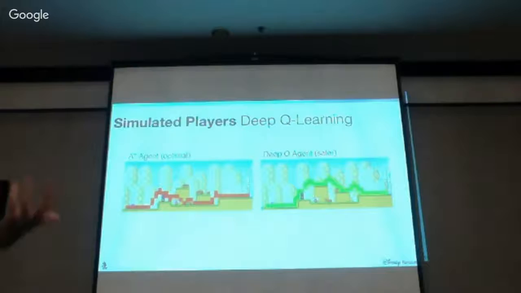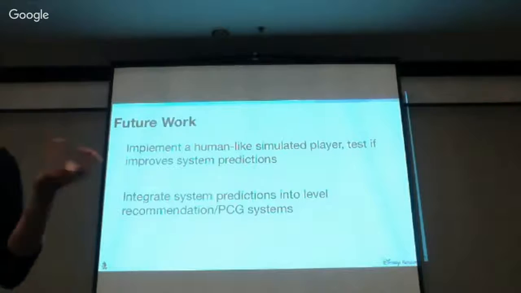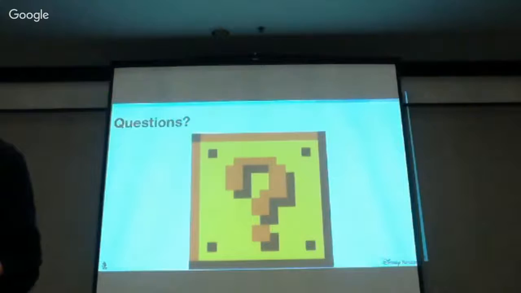So towards future work, we would like to fully implement this human-like simulated player and test if it does, in fact, improve our system's predictions. We predict it would, but who knows. And we'd like to integrate our system's predictions into some kind of level recommendation or PCG-type systems, potentially to be used by human designers so they can make levels faster. And that is it. I was a little bit fast. My apologies. Thanks for listening.